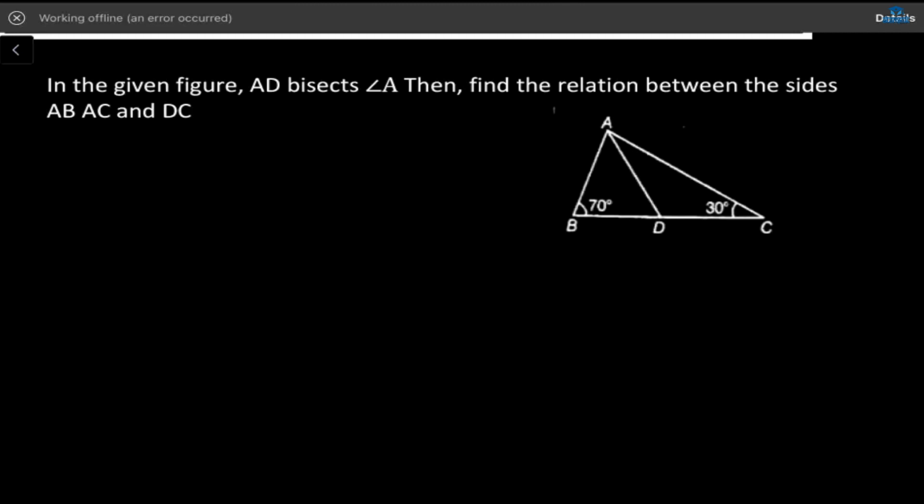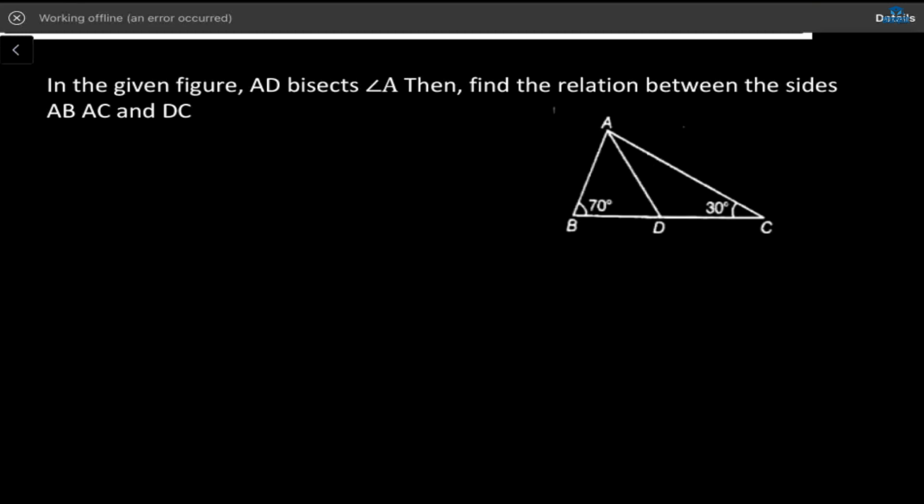Then find the relation between the sides AB, AC, and BC. How can you find the relation between all three sides? Relation means which type of relation: which one is greater, which one is smaller, or any subtraction type of relation. How can you use the given value to find the relation between the sides? With the angles, if you find the relation with the sides, the side opposite to the greatest angle will be what?